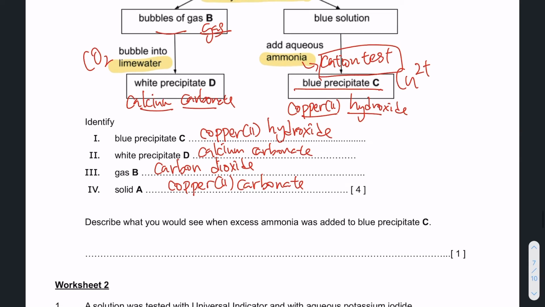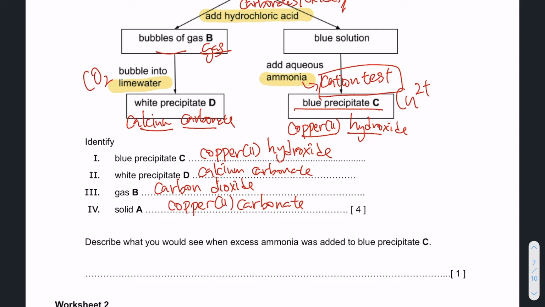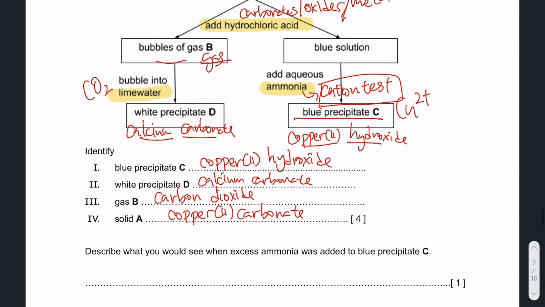Let's look at the actual question here. Describe what you will see when excess ammonia is added to blue precipitate C. And we should know that when we are doing the cation test with aqueous ammonia, there are two tests that are very special. One is the test for zinc ions and the test for copper 2+ ions. And the reason why it's so special is that the ammonia test for these cations will lead to a solution. So over here, we need to know that the blue precipitate will be soluble in excess.